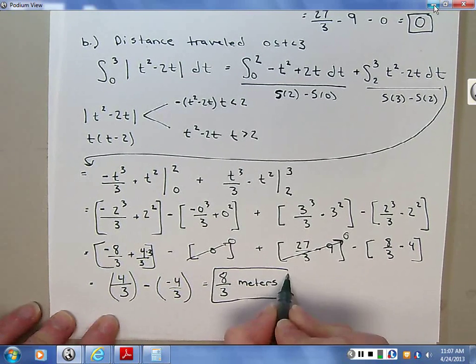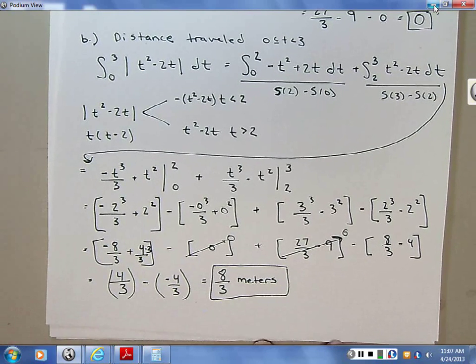Do you see you have to be very careful with your negatives, especially when you have a negative of a negative. And if you had gotten down here to 0, you'd probably say, okay, something's off. I have to have some distance traveled. Or if you get a negative number, something's off, because the absolute value tells you your function is always positive.